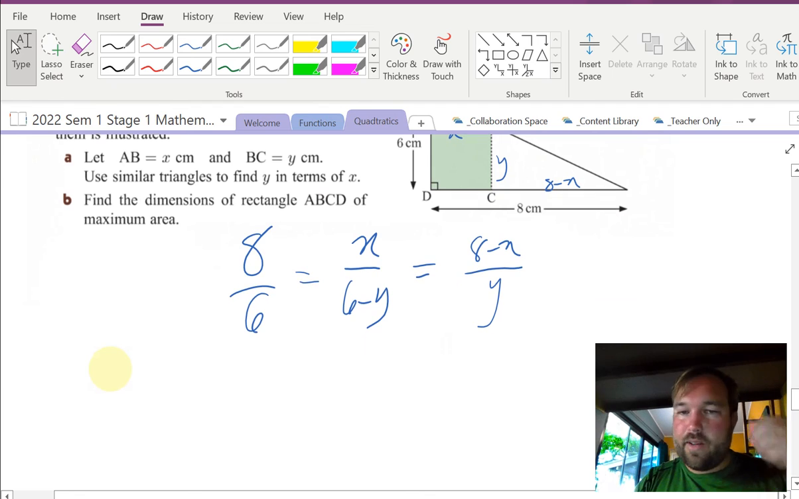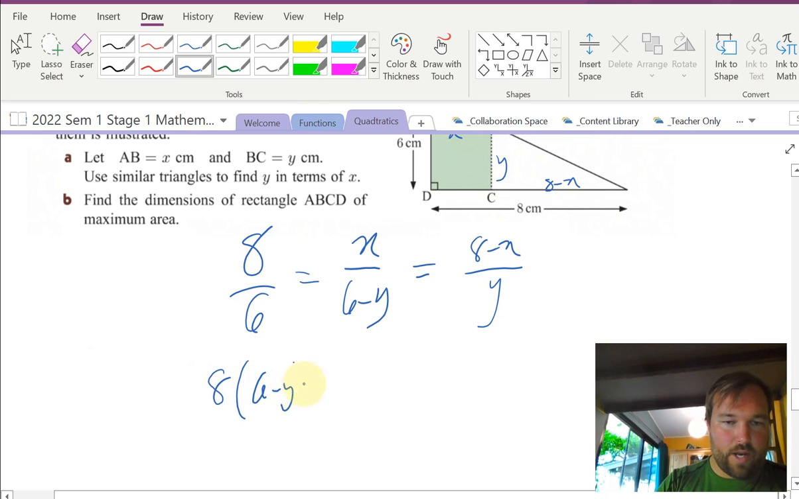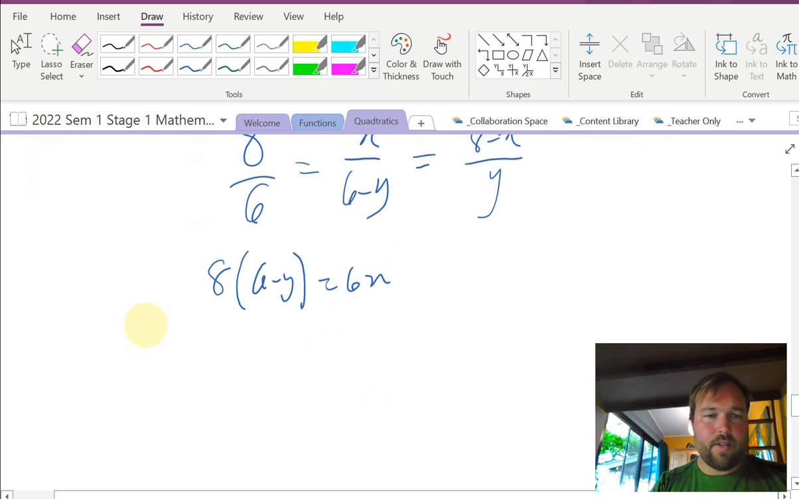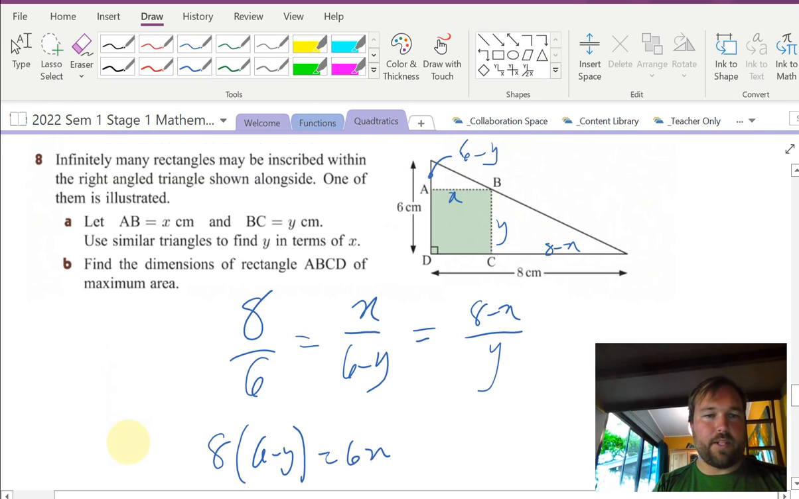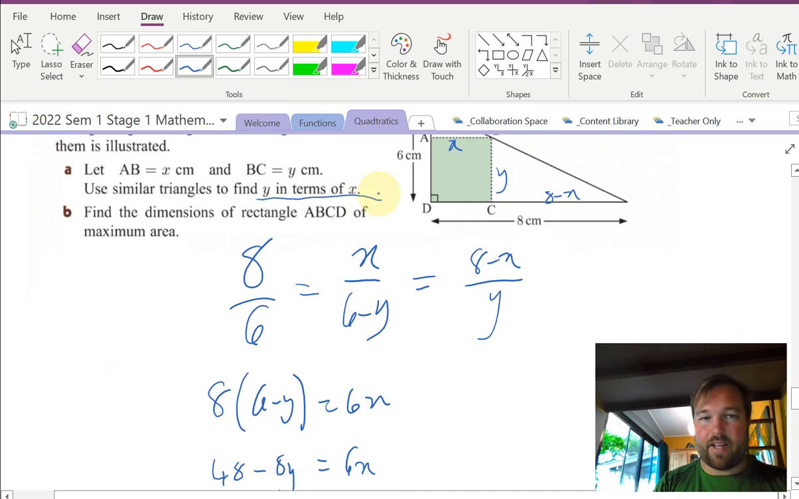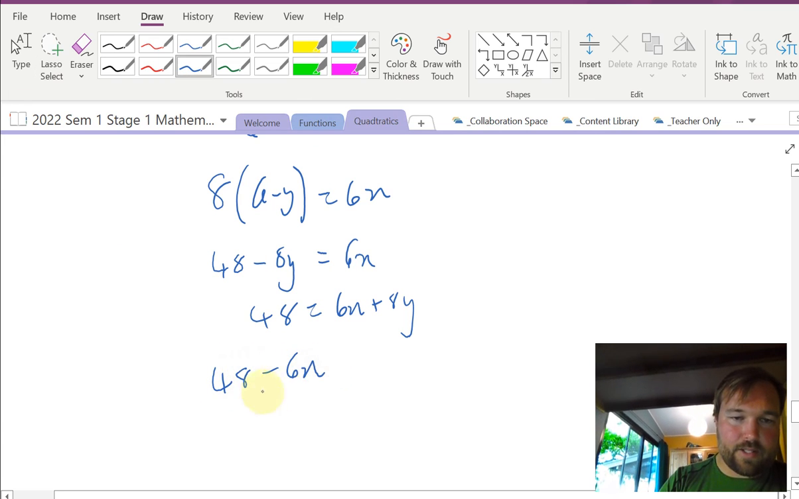Now, any three of these will come up with essentially the same argument. We can take any pair of these equations. I'm just going to take the first pair and essentially cross multiply. So 8 bracket 6 take y equals 6x. 6 8s are 48 minus 8y equals 6x. 48 equals 6x plus 8y. Is that what it asked me to do? Find y in terms of x. Right, I need to get y by itself. So what I just did then wasn't hugely useful. 48 take 6x divided by 8 equals y.